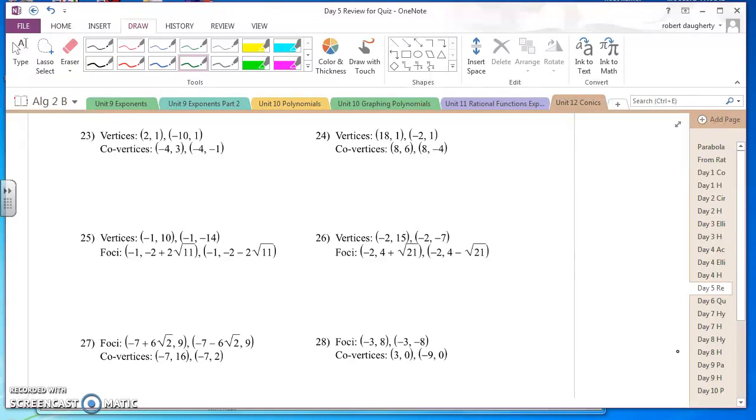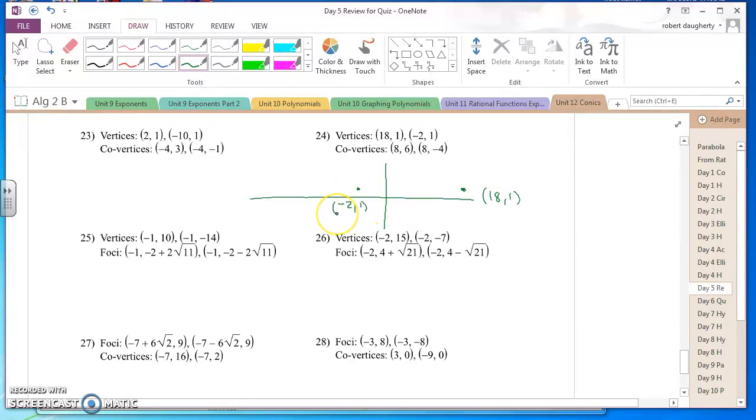So vertices and covertices. They tell me that the vertices are at 18, 1 and negative 2, 1. So somewhere over here is 18, 1 and negative 2, 1, something right here. And then covertices at 8, 6. So somewhere here, that's 8, 6 and 8, negative 4. So if I look at that, I see that my center is going to be at 8, 1.